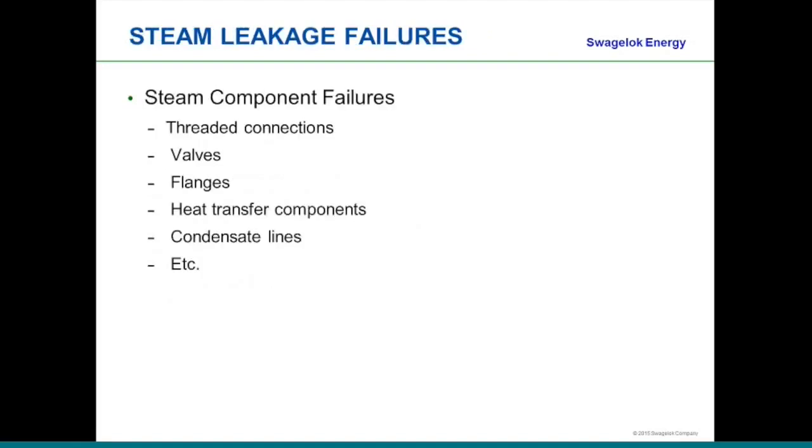Steam component failure: threaded connections, valve flanges, heat transfer components, condensate lines, etc. Those are the areas we find the failures. Threaded connections, again, valves, flanges. The thing people tell me is flanges leak. Flanges do not leak. You have to know the torque pattern, the torque specification when you're torquing them down. Condensate lines should be stainless steel, but we're still using carbon steel. If you use carbon steel, then you should use at least Schedule 80 for the piping.